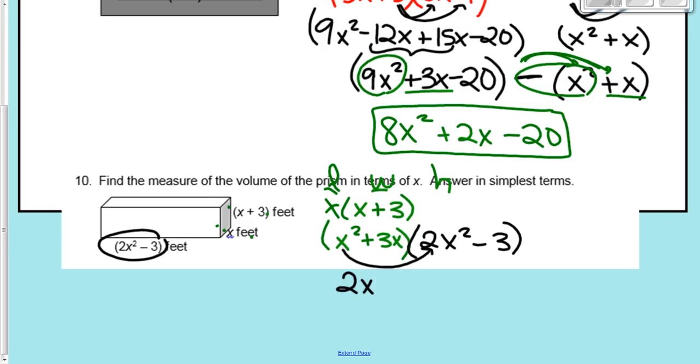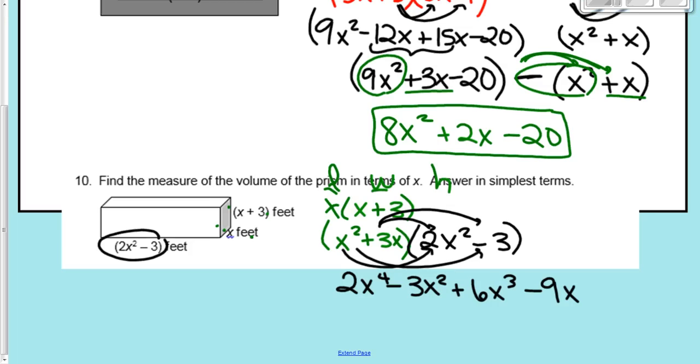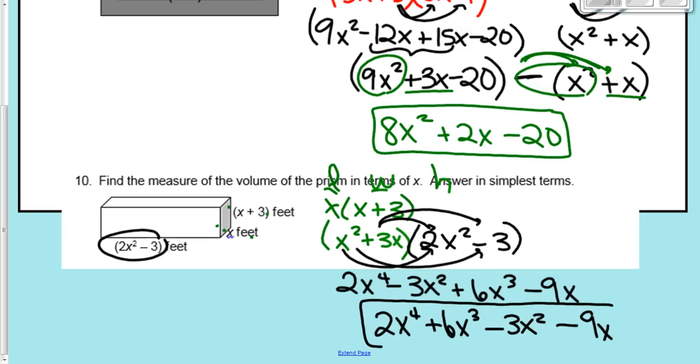So I've got 2x to the 4th minus 3x squared plus 6x to the 3rd minus 9x. So I like to put things in standard form so that I have them in the descending order of the exponents. So I'm going to put 2x to the 4th first, and move my x to the 3rd next, my x squared next, and then just my normal x at the end, because that's x to the 1. And there's your final answer.